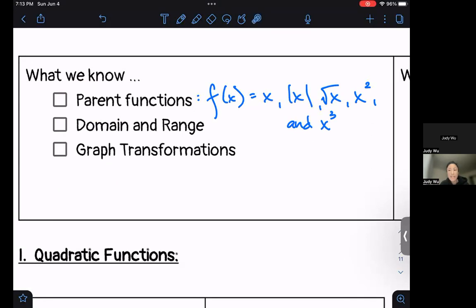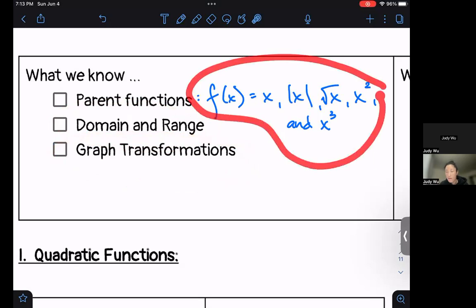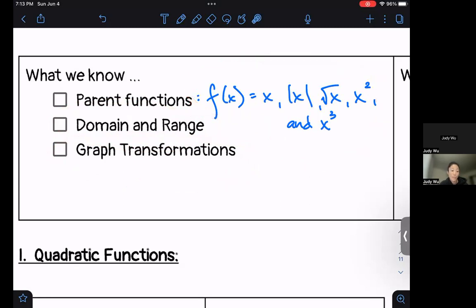For each of these and other functions, we've talked about domain and range. And lastly, we've talked about graph transformations, and how no matter which parent function we start with, we can shift them around the graph just by having certain numbers in certain places in our function.